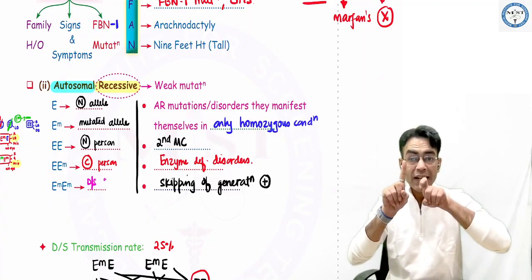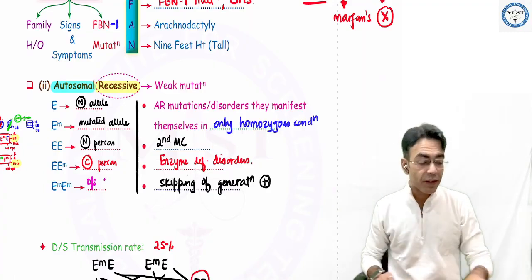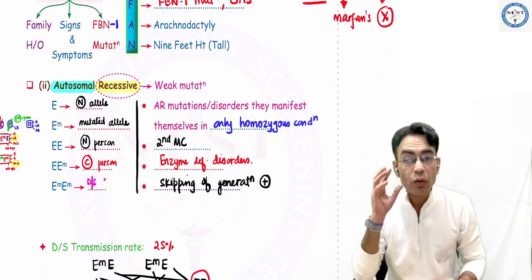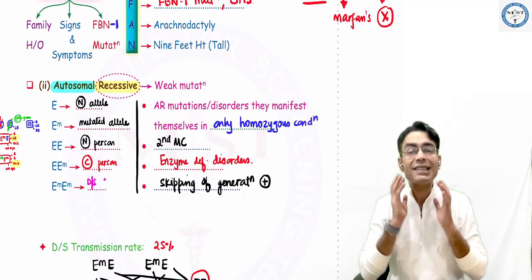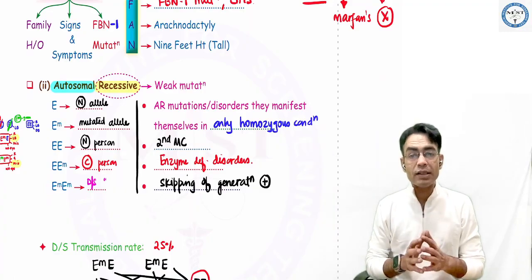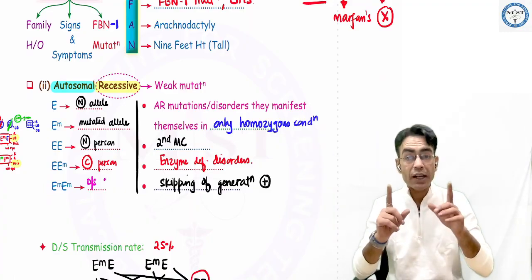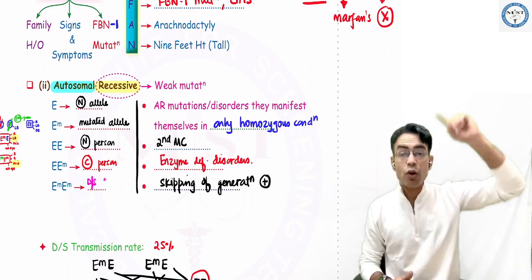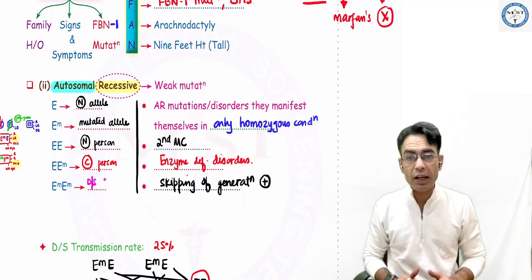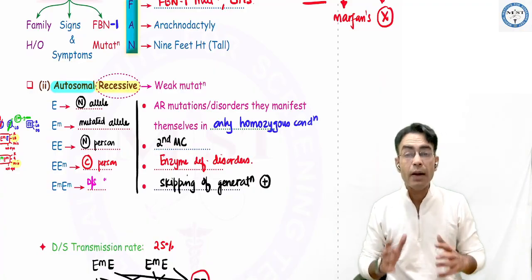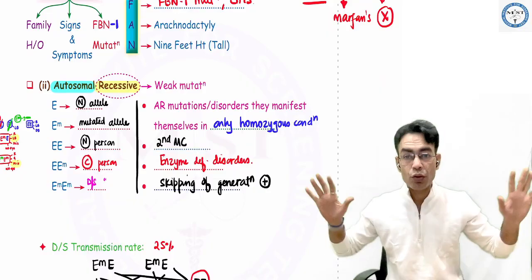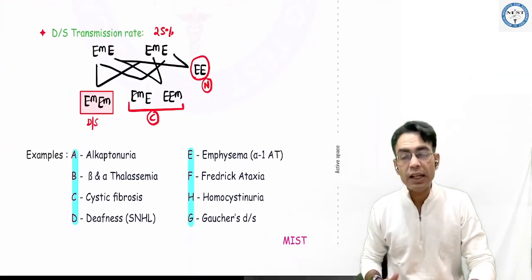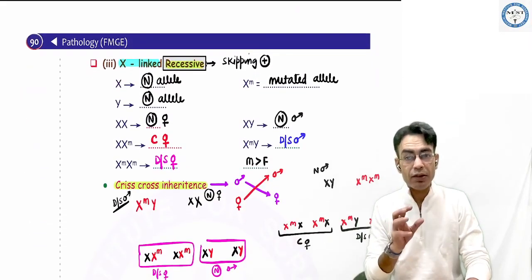Now, these kinds of patients who are carrying the mutations and never show the disease are called what? They are called carriers. So carriers are only possible in which mutations? Recessive mutations. Autosomal recessive can only show themselves in a homozygous form, not in a heterozygous form. In heterozygous form, they will become carriers. Whereas autosomal dominant only shows itself in heterozygous form. In homozygous condition, it becomes death in utero. The disease transmission rate is 25%, and the examples are enzyme deficiency disorders.